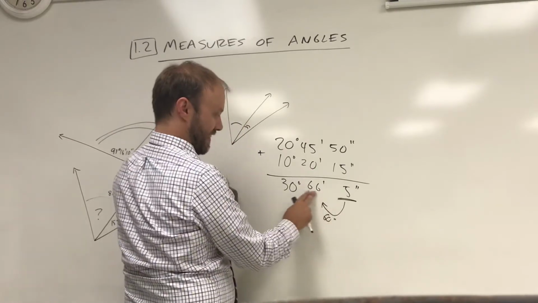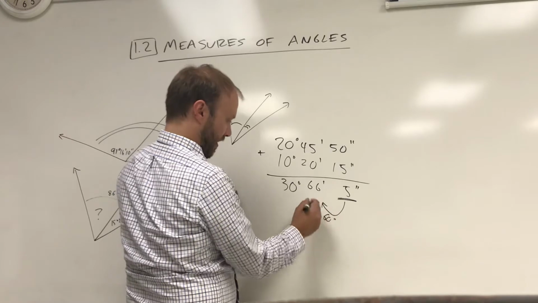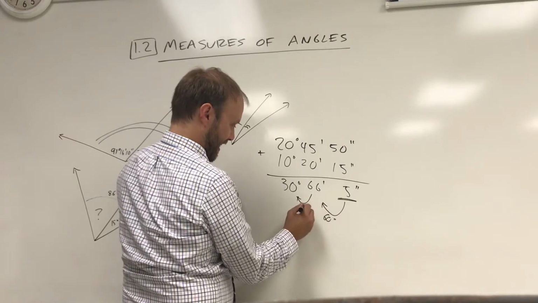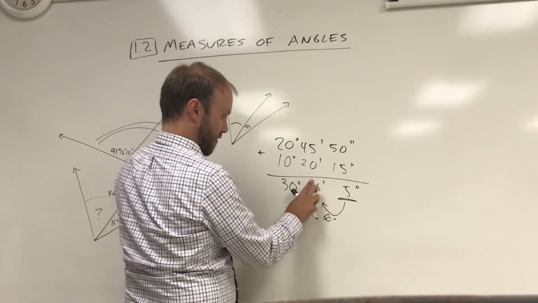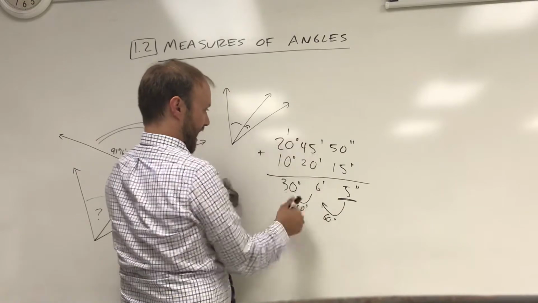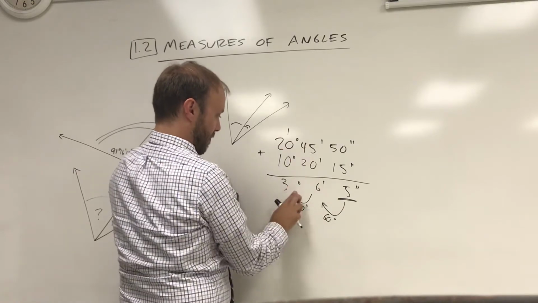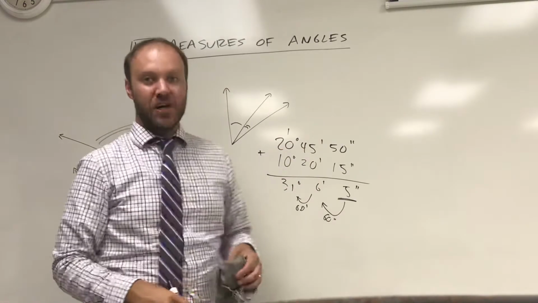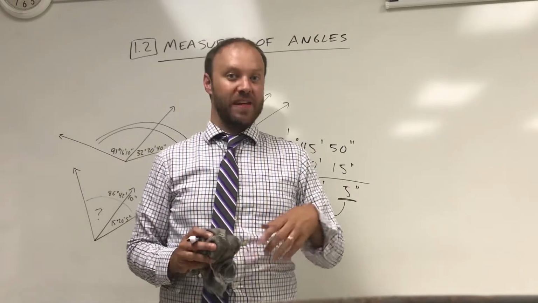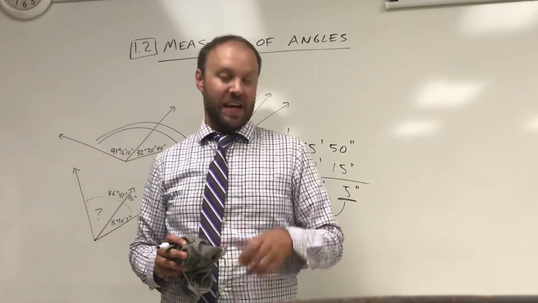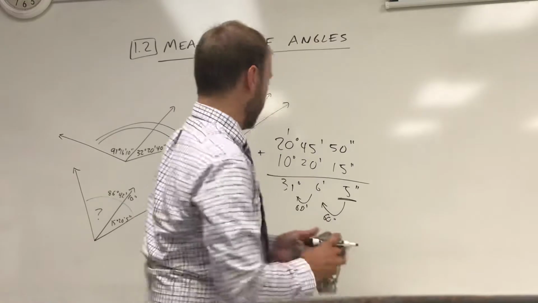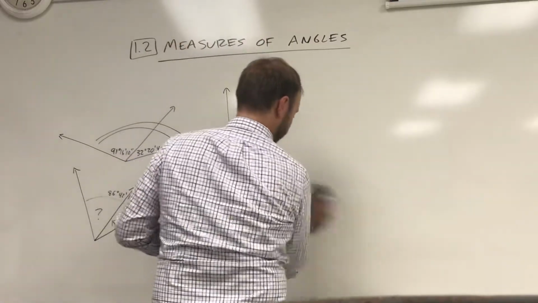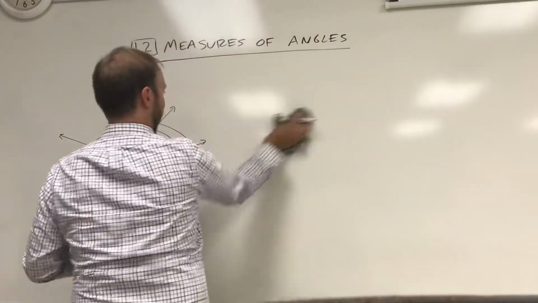Well, now I've got 60 minutes here. I got to borrow another 60, okay? And that'll leave me with just 6, and I'll have an extra minute there, and it would be 31, okay? So be careful with that, okay? You don't want to leave something that's 60 or greater in either the minutes or the seconds positions, okay? You can also end up with some problems when you subtract, okay?